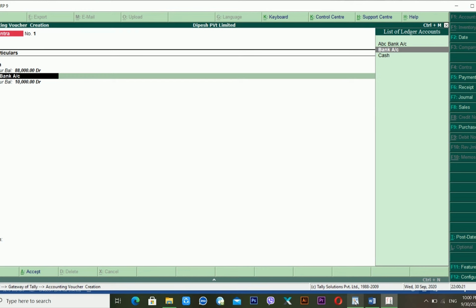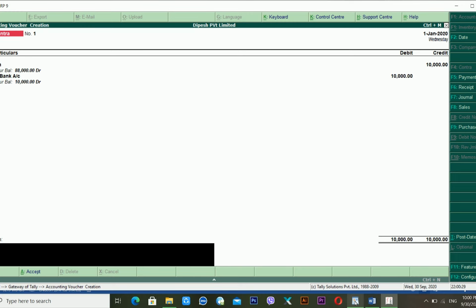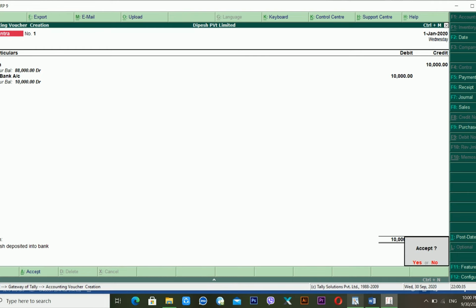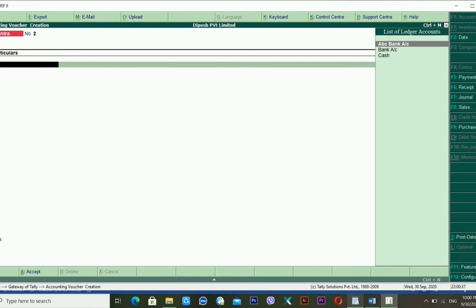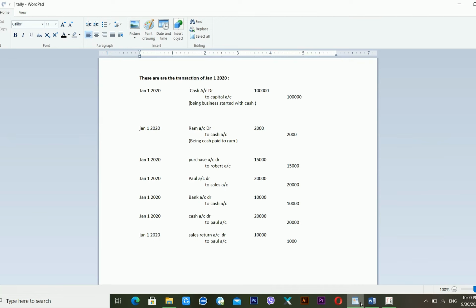You can choose your related bank, but this time I'm using the ABC bank account. So just press enter here, and the narration should be: being cash deposited into bank. So pressing enter and saving it. So let's move on to our other transaction.